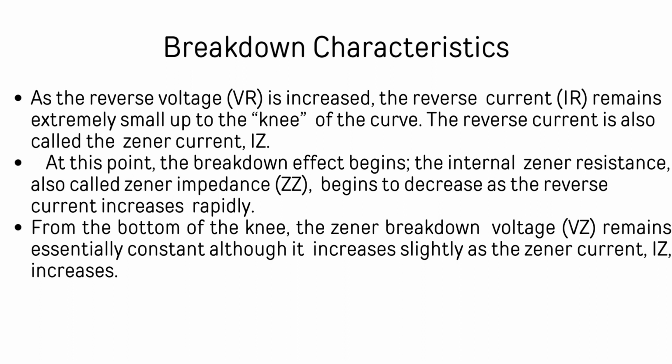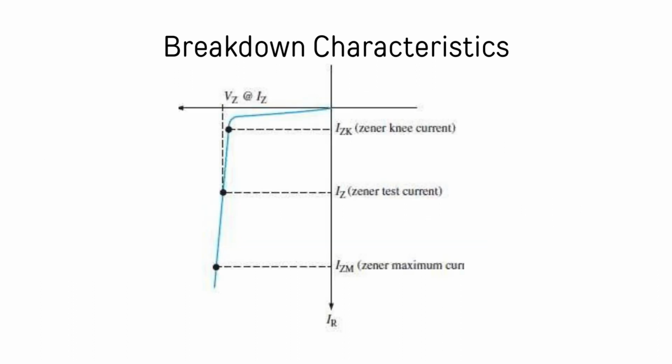The Zener impedance decreases as the reverse current increases rapidly. From the bottom of the knee, the Zener breakdown voltage remains essentially constant, although it increases slightly as the Zener current increases. The characteristics are as shown in figure. Zener knee current, Zener test current, and Zener maximum current are as shown in figure.